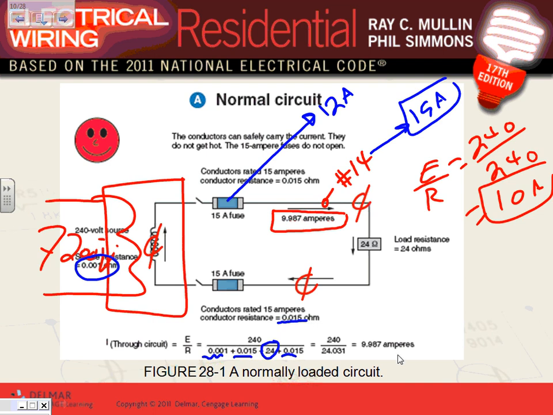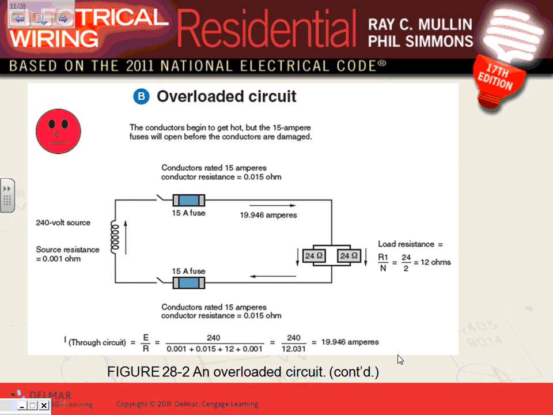Now let's go back to another condition. So here's a normal condition. Another condition is the overload. Now Chris, my friend, decided to go buy another garbage disposal and tie it to the same circuit. That's what overload is. You decided to go buy another garbage disposal and tie it to the system.